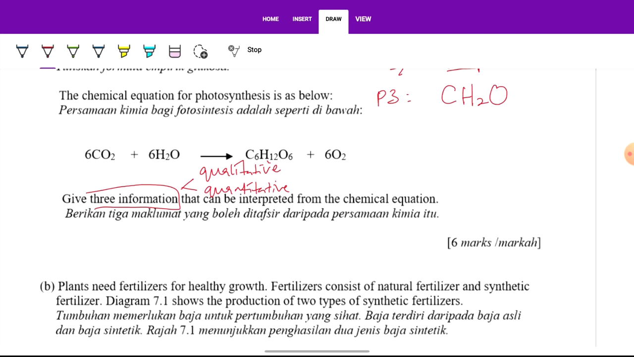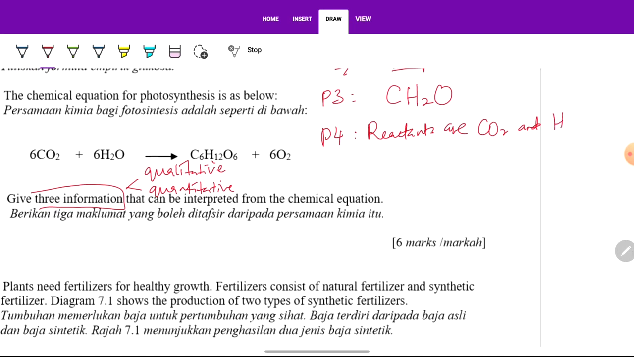So we can mention, okay, let's say point number 4. We can mention the reactants are carbon dioxide and water. Okay. Point number 5, the products are glucose, C6H12O6, and oxygen. Okay. So these two are considered the qualitative information of the reaction.